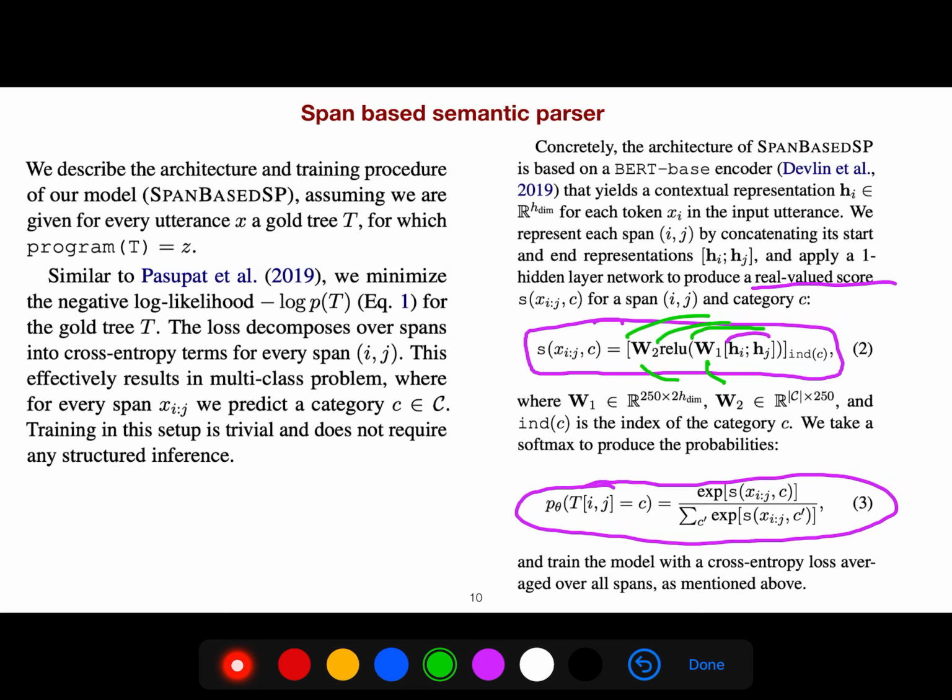This is the index of the category, because we are looking at it like in the previous lecture, as a classification problem. So for each category there is a probability, and because we have used a softmax of S, it becomes a probability. And now we use cross entropy, averaged over all spans.